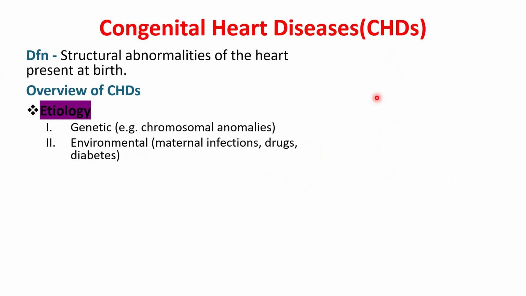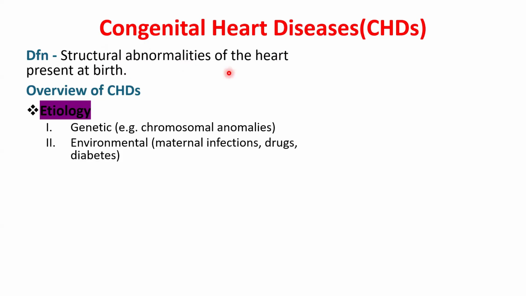Okay, so let's start with congenital anomalies of the heart. By definition, and this definition is important for us, congenital malformations are structural abnormalities of the heart that are present at birth. So they are present at birth, and they can be of two types.